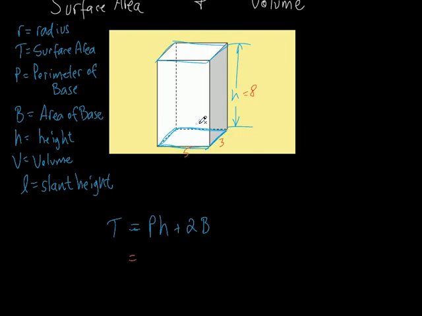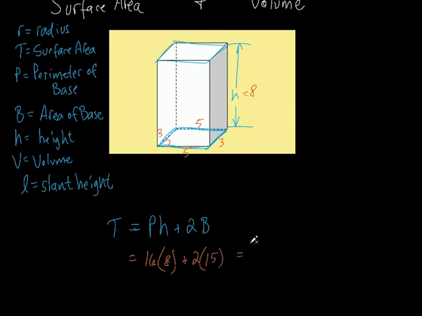Because if this is 5, that's 5. If this is 3, then that's 3. Find the perimeter by adding them all up: 5 and 5 is 10, 3 and 3 is 6, that's 16. So it's 16 times the height. What's the height of this whole thing? It's 8, plus 2 times the base. Not just the base, but the area of the base. So how do I find the area of this thing right here? Remember, it's perpendicular. Length times width. 3 times 5 is 15. So you just plug and chug.